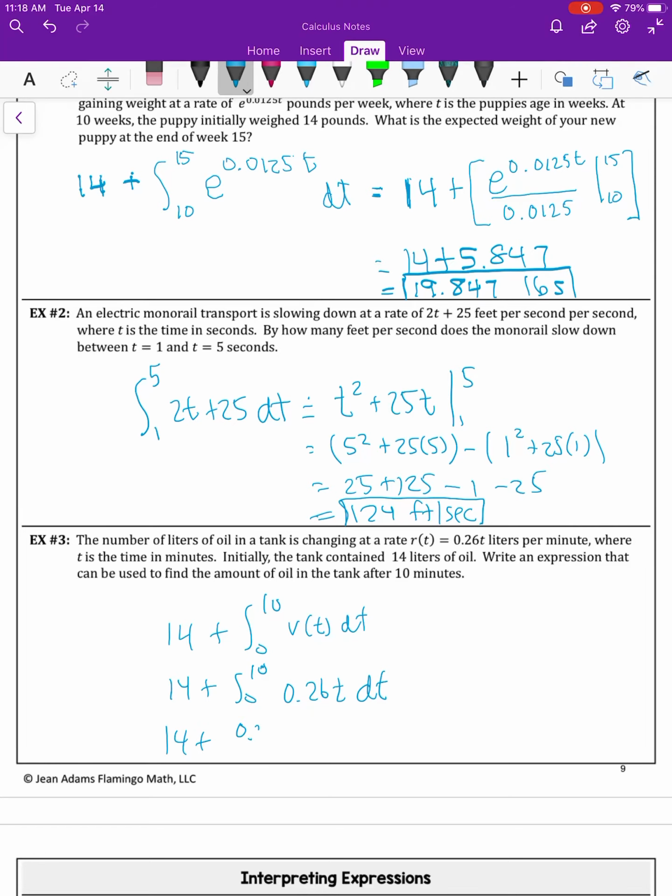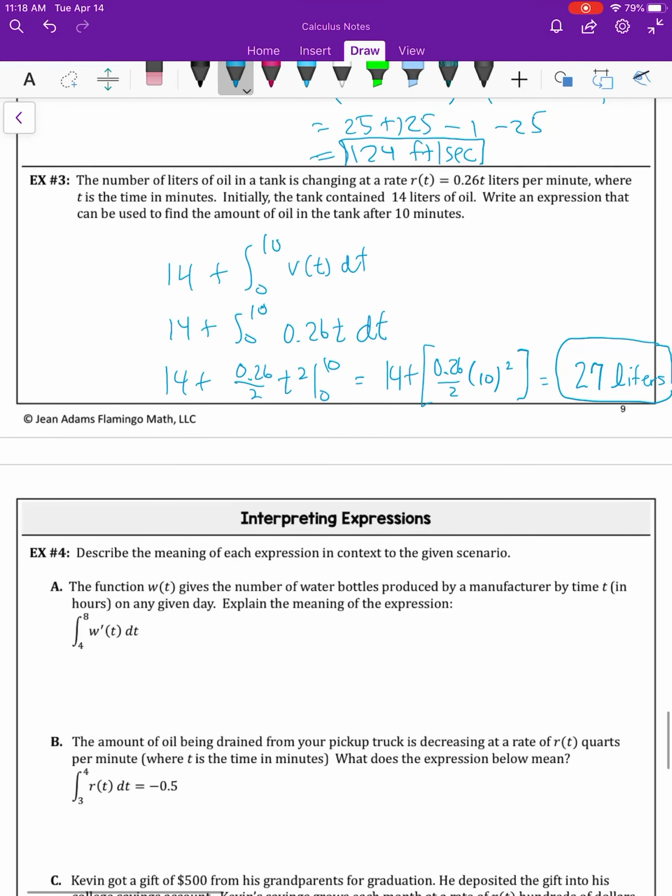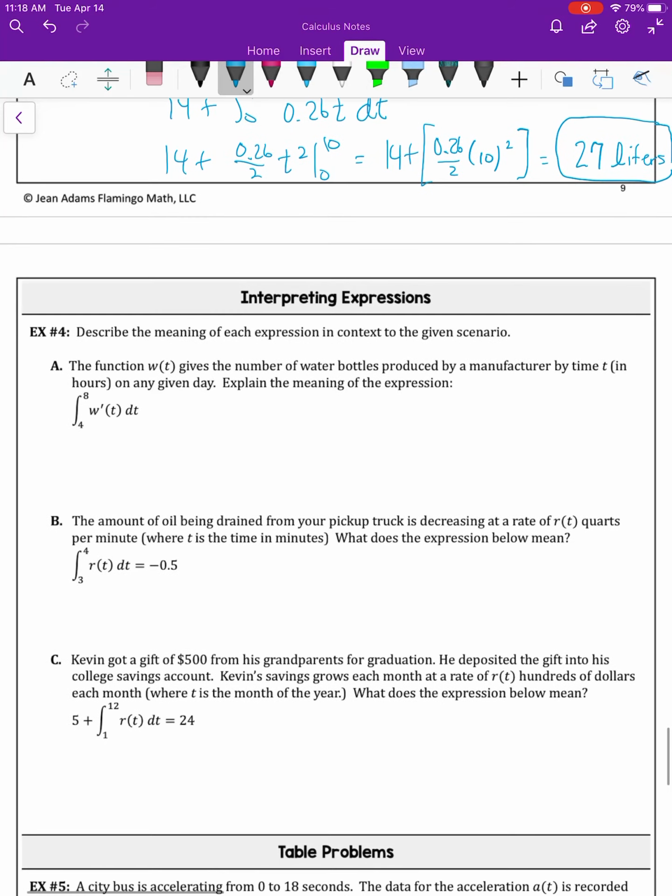So 14 plus the integral from 0 to 10 of 0.26 t dt. I wrote it as 14 plus 0.26 divided by 2 t squared from 0 to 10. So 14 plus 0.26 divided by 2 times 10 squared, minus 0, so I'm not even going to write that. So I would get from this 27 liters, which should be the amount of oil in the tank.